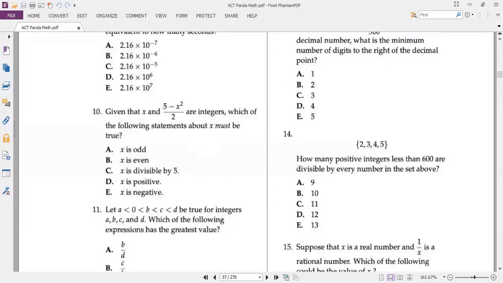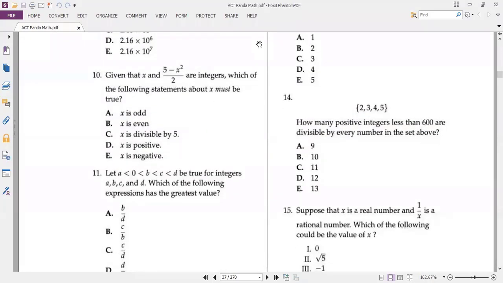Number 10, now we have given integers. Given the x as our integers. If this formula means x minus a number, square, over 2, it must be 1 or 2 or 3, maybe negative, maybe positive, we're not sure. But let us think, please. Which of the following must be true? So we have to detect which one is true.